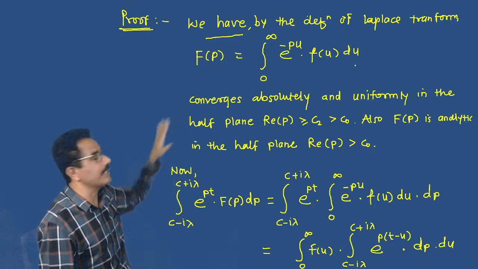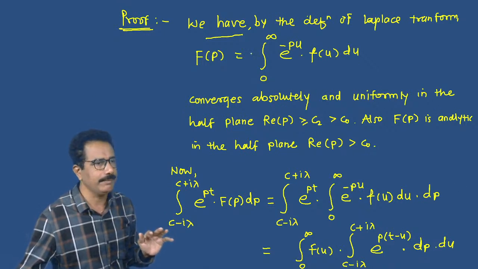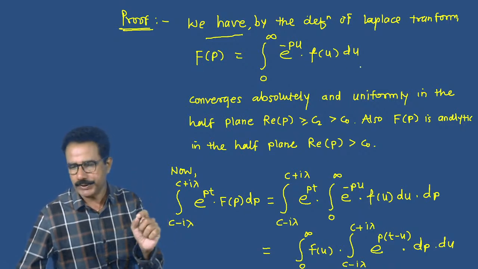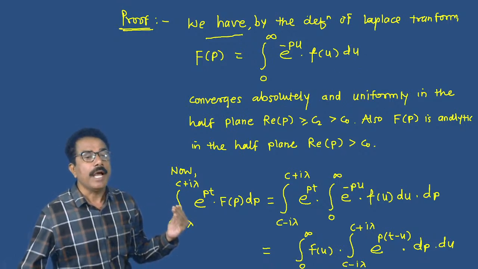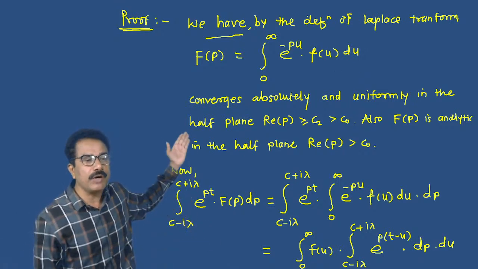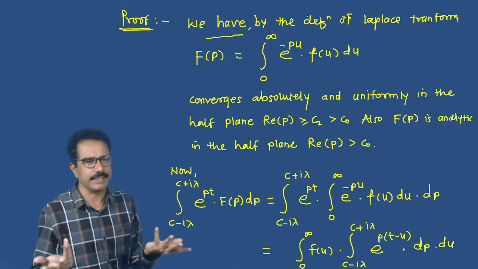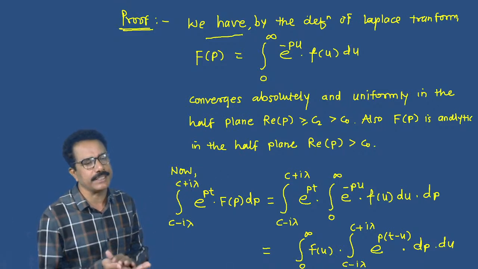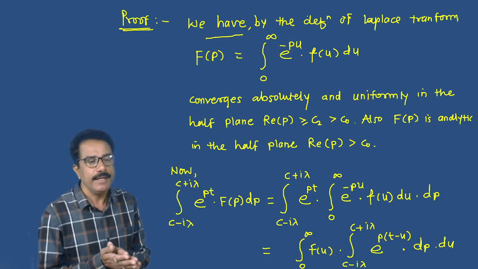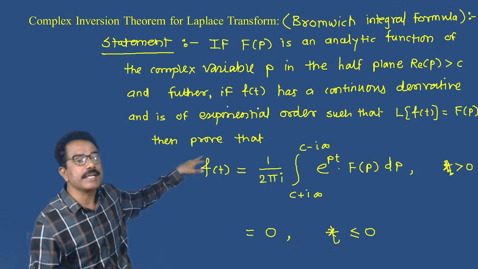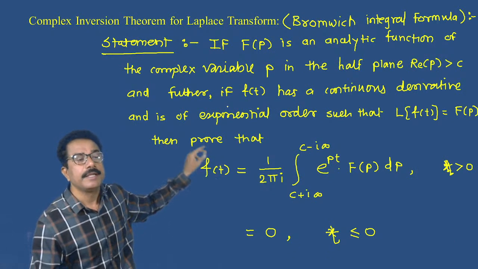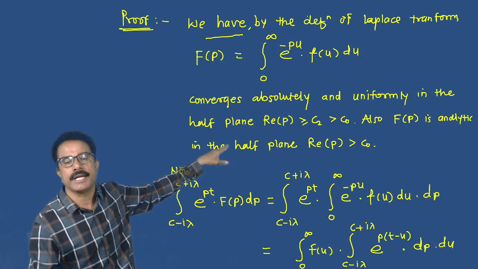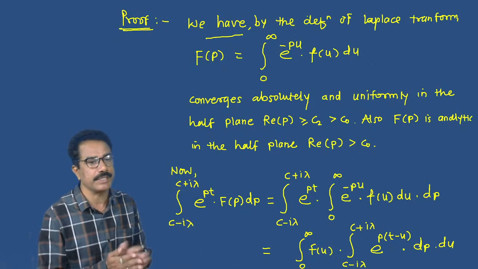So according to the definition of the Laplace transform, you know that capital F of p is equal to integral from 0 to infinity e raised to minus pu into f of u du. Now we know that this converges absolutely and uniformly in the half plane real part of p greater than or equal to c2, which is greater than c0, because according to the given statement it is an exponential order function. f of t is an exponential order function with a continuous derivative. So according to the given condition and the definition of exponential order, we can write this.